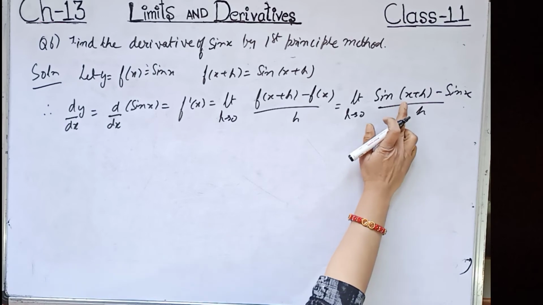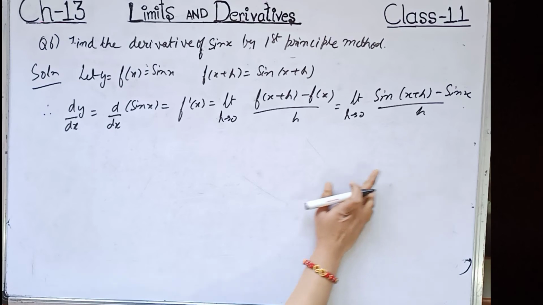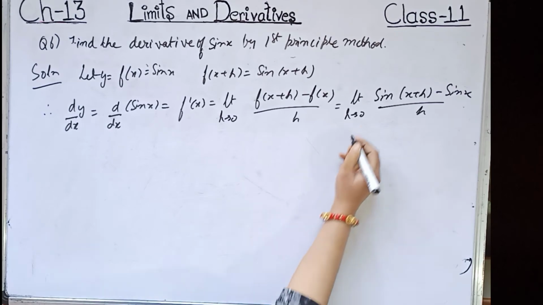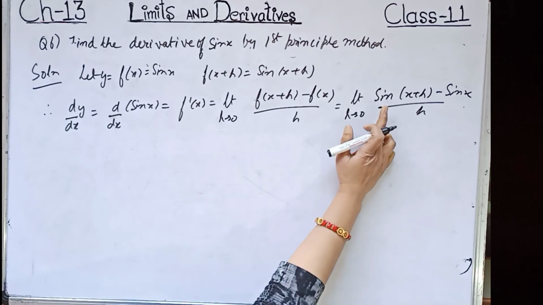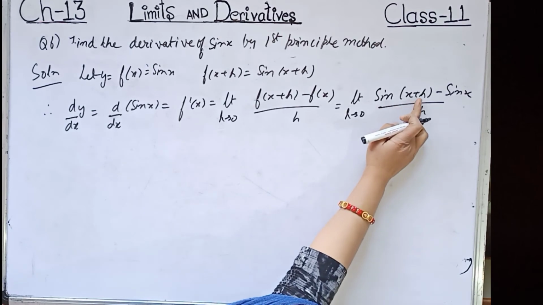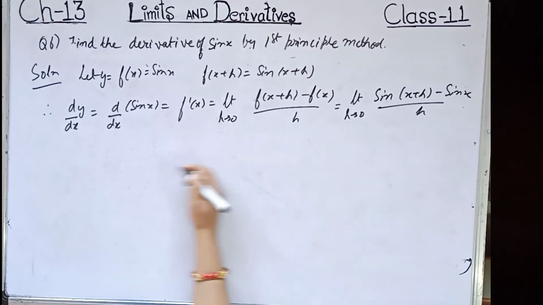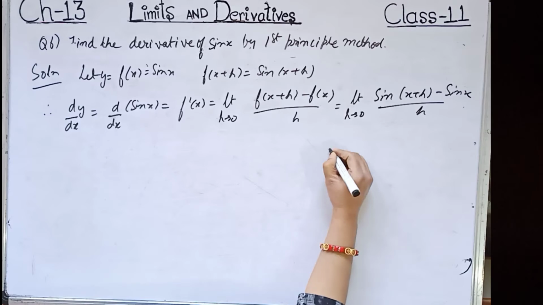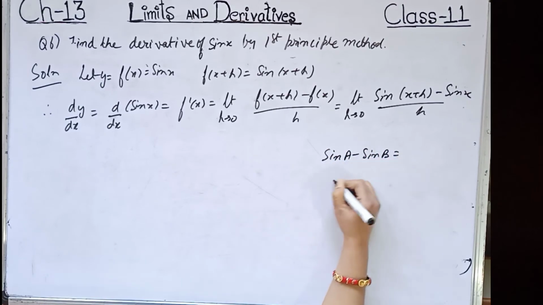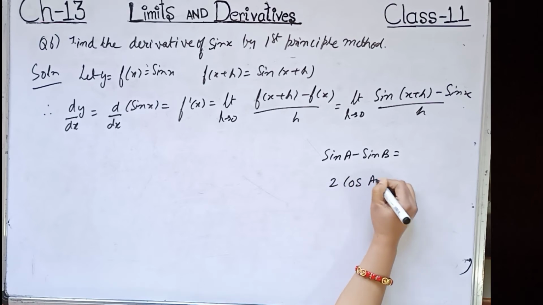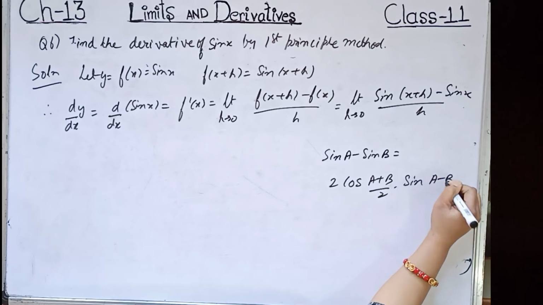Now over here we can use the formula sin of a plus b, or the sin a minus sin b formula also we can use. Whatever you wish you can do. I am using sin a minus sin b. Definitely, children, you can get the solution easily by the expansion of sin of a plus b also, and then by putting the limiting value. So let us use sin a minus sin b. So sin a minus sin b equals 2 cos of a plus b by 2 into sin of a minus b by 2.